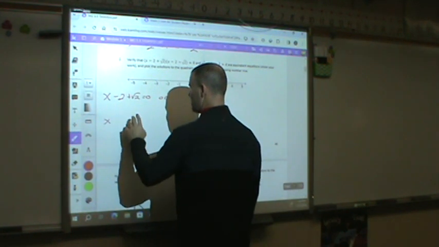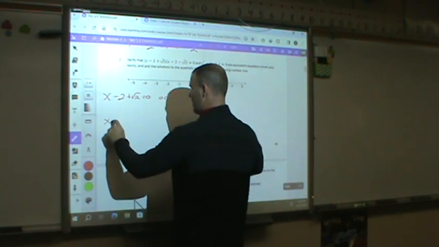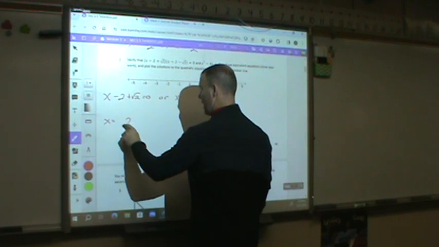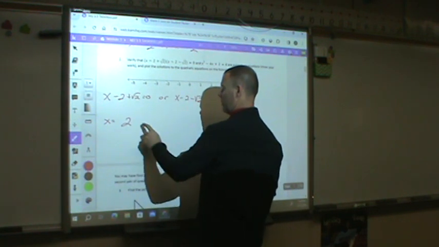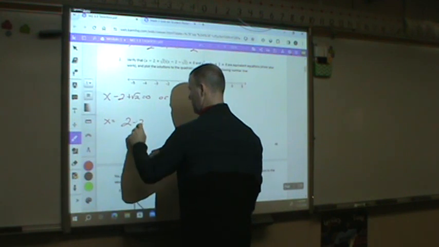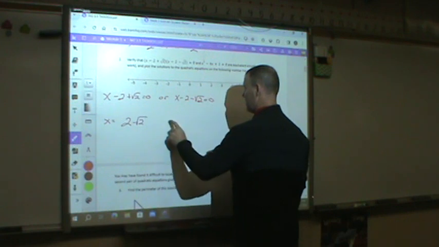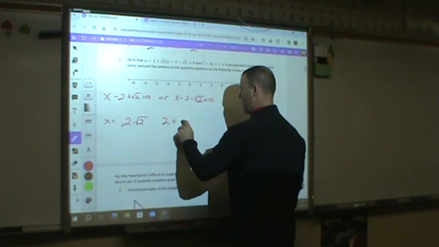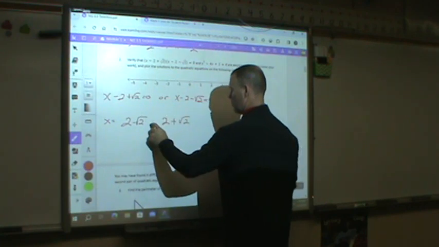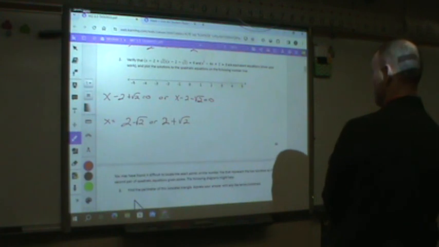And again, when I solve, I'm going to move the negative 2 over to the other side. So x is equal to positive 2. And what happens when I move plus the square root of 2 over to the other side? I get minus the square root of 2. Or, I get positive 2, and this minus the square root of 2 becomes plus the square root of 2. Now those are my exact solutions.